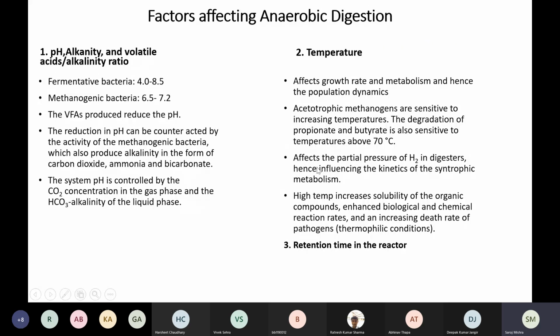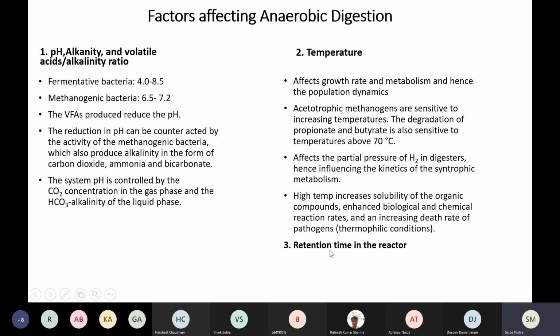The second factor which controls anaerobic digestion is obviously the temperature, because temperature affects the growth rate, metabolism, and the population dynamics. Acetotrophic methanogens are very sensitive to increasing temperatures. The degradation of propionate and butyrate is also sensitive to temperature at about 70 degrees. Temperature also affects the partial pressure of hydrogen in the digesters, hence it influences the kinetics of the syntrophic metabolism. Because hydrogen and carbon dioxide are constantly removed in the syntrophy process, and since temperature affects the partial pressure of hydrogen, it will affect the overall process. High temperature also increases solubility, enhances biological and chemical reaction rates, and increases the death rate of the pathogens.